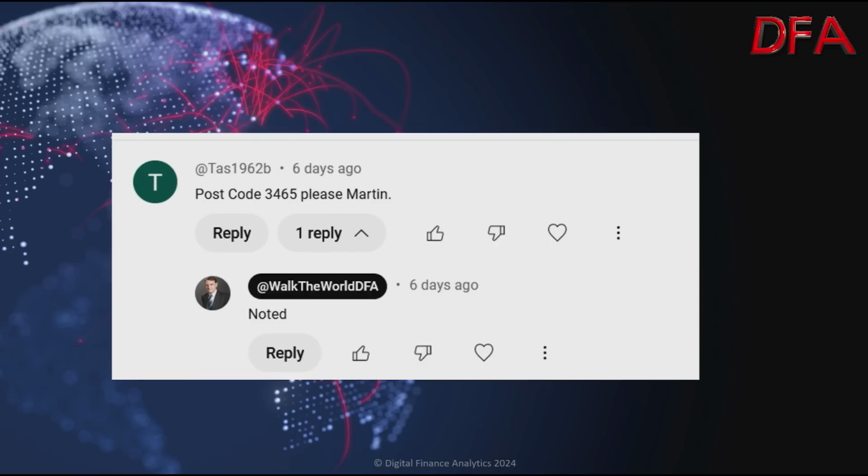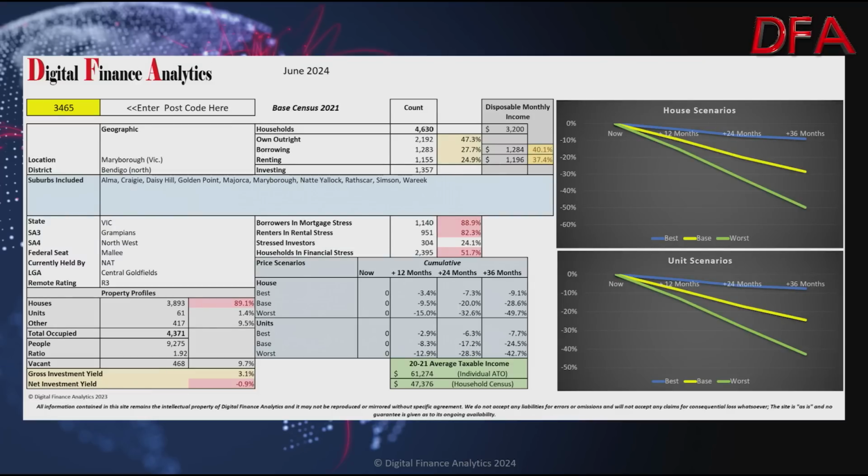Taz 1962B asks for postcode 3465. 3465 is Maryborough and other areas in the area there, including Simpson and Majorca. So we see 4,600 households there, with 47% owning outright, 27% borrowing, and 24% renting, 88% in mortgage stress, 82% in rental stress, and overall financial stress, 51%.